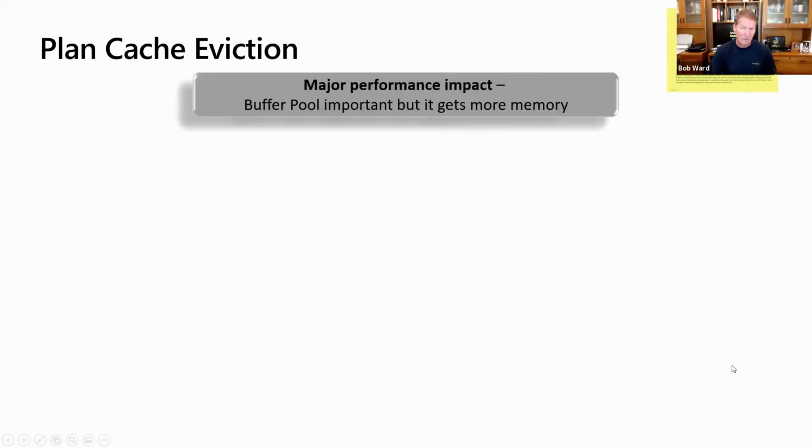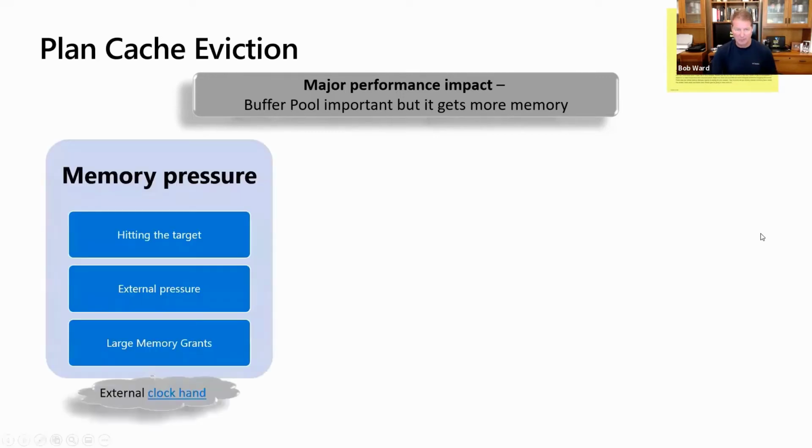Okay, let's talk about plan cache eviction, a very important concept for performance. So number one, the buffer pool is always going to get more memory. It's a more impacting thing on your application for the buffer pool to not have enough memory, okay? But the plan cache is one of the other biggest consumers of memory in the system, or it can be, but we limit it because we want to make sure the buffer pool has plenty of memory.